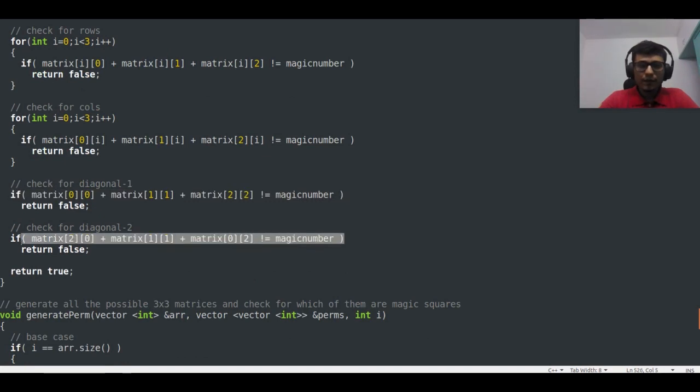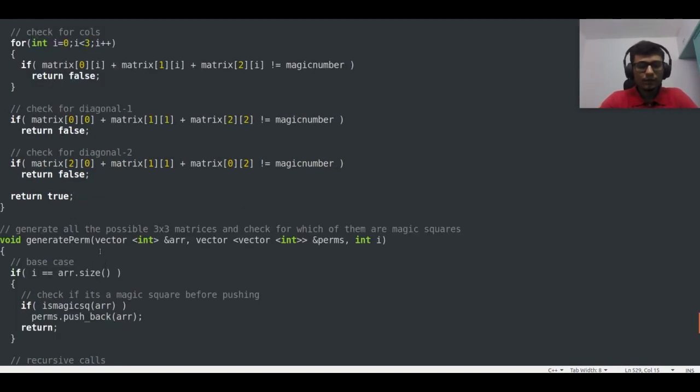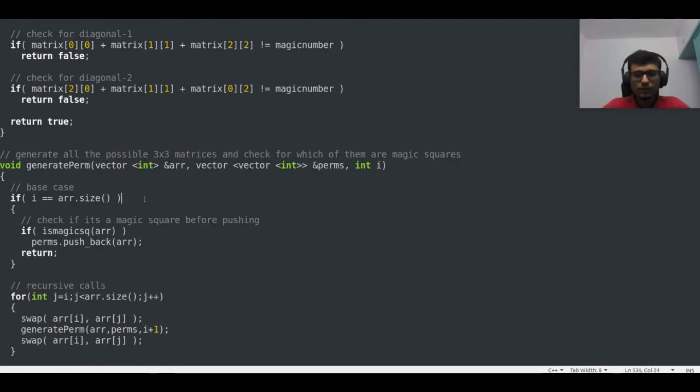And similarly for both the diagonals. If the sum of all the values in those diagonals is not equal to the magic number, then we'll return false. And if everything is matching, then we'll return true at the end. So that was all about the isMagicSquare function. Now let us look into the generatePerm function and how this isMagicSquare function fits into it.